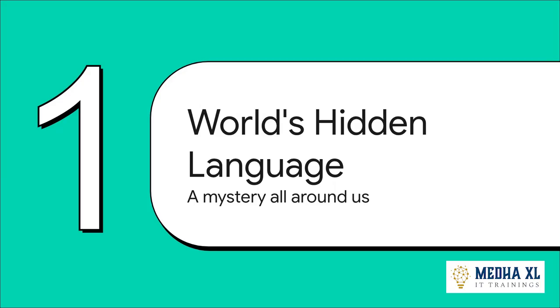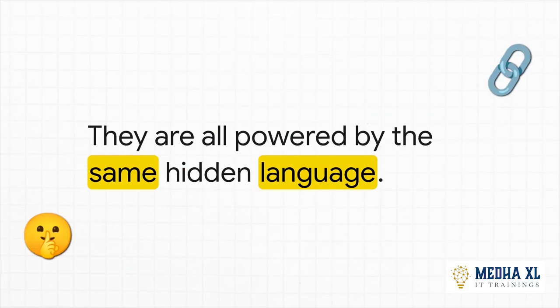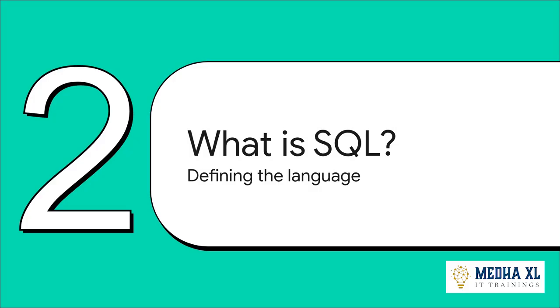So our story here begins with a bit of a mystery, one that connects some of the most normal things we do every single day. Okay, think about this for a second. You go to an ATM to get some cash. Then you look up a student's grades in a school system. And later, you add something to your online shopping cart. What's the one thing that connects all of them? I mean, they seem totally random, right? Well, believe it or not, the answer is they're all powered by the exact same hidden language, working quietly in the background.